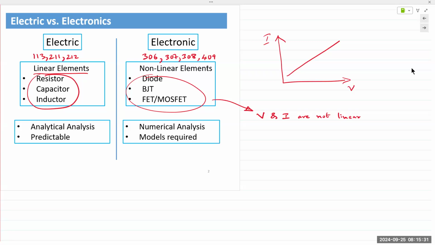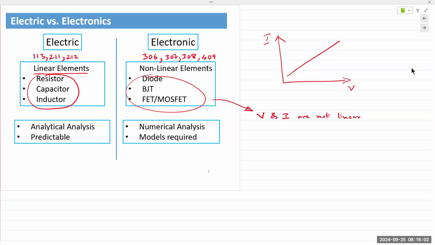For an electronic device like a diode, BJTs, especially transistors, FETs, MOSFETs, it's not the case. The analysis is more numerical. There is never one single exact answer to your circuit condition or to the device condition. Depending on the certain applied voltages, depending on the boundary conditions, the values that you obtain may or may not be correct. The analysis is always approximate.